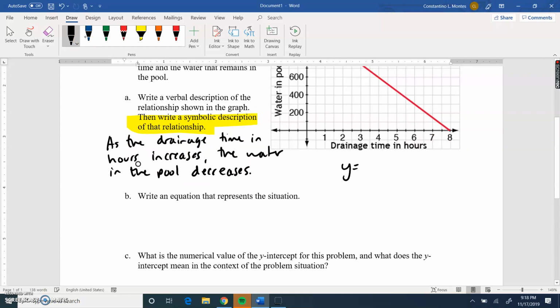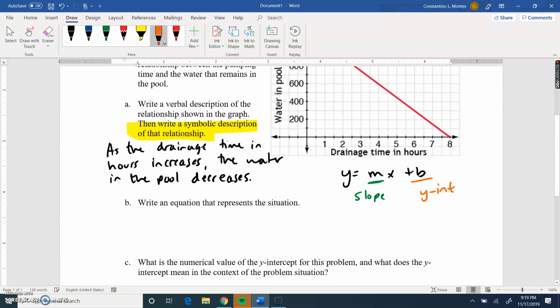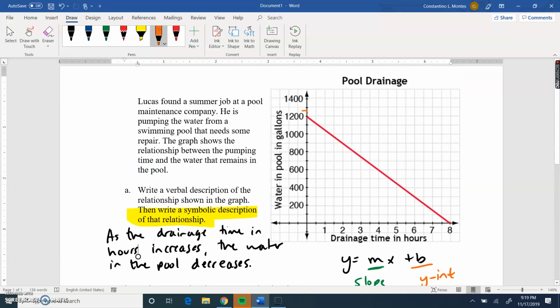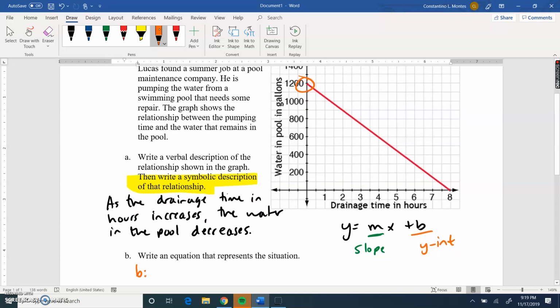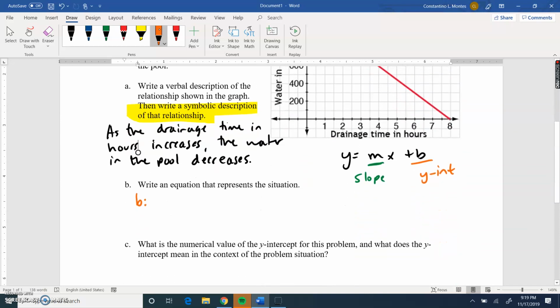Remember, we have y equals mx plus b. That's slope-intercept form. The m represents the slope, and the b represents our y-intercept. Now, our y-intercept is typically our easiest, so we'll start right there. Our b, our y-intercept, happens where our graph crosses the y-axis. Again, 1,200 is where this graph crosses that y-axis, so that's 1,200. I wouldn't add gallons to that because it makes it messier when we're trying to work with an equation. So I would just leave it as a number, but understand that represents gallons of water.